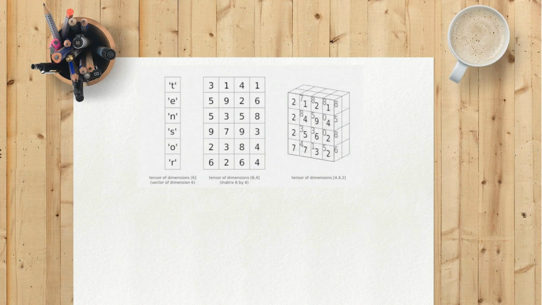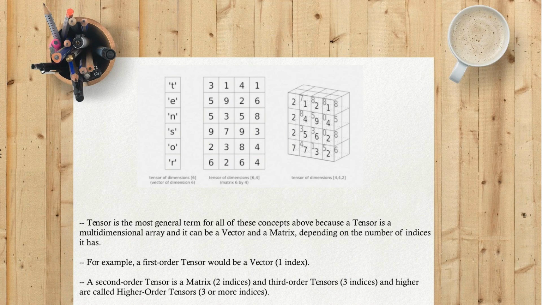Tensor is the most general term for all of these concepts above because a tensor is a multidimensional array, and it can be a vector or a matrix, depending on the number of indices it has. For example, a first-order tensor would be a vector, 1 index. A second-order tensor is a matrix, 2 indices, and third-order tensors, 3 indices, and higher are called higher-order tensors, 3 or more indices.